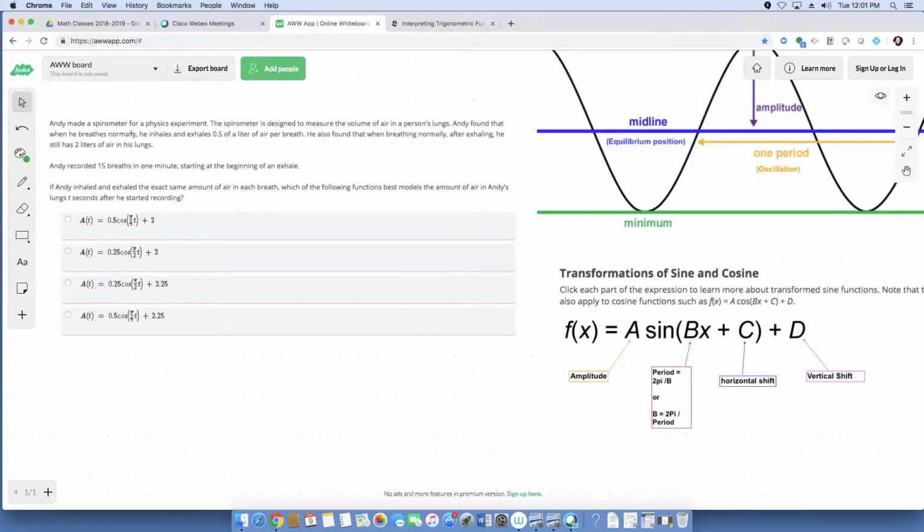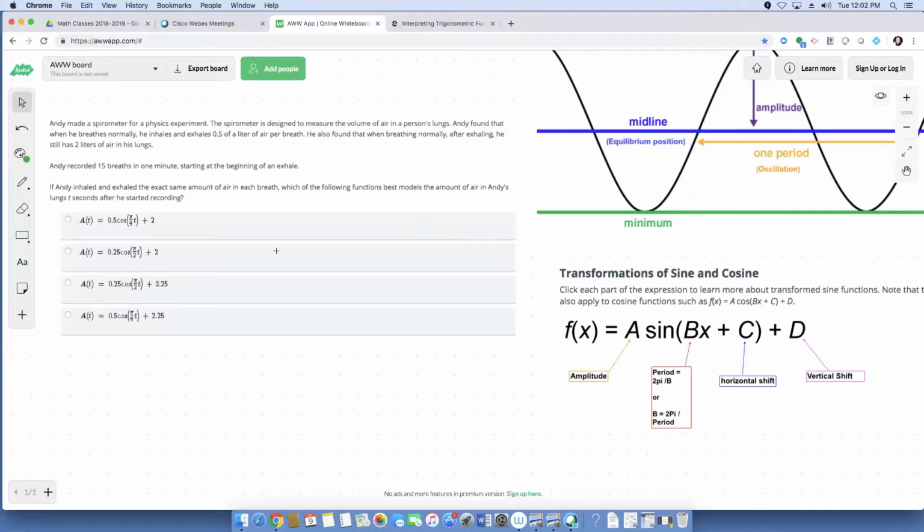Andy made a spirometer for a physics experiment. The spirometer is designed to measure the volume of the air in a person's lungs. Andy found out when he breathes normally, he inhales and exhales 0.5 of a liter of air per breath. He also found that when breathing normally after exhaling, he still has 2 liters of air in his lungs. Andy recorded 15 breaths in 1 minute, starting at the beginning of an exhale. If Andy inhaled and exhaled the exact same amount in each breath, which of the following functions best models the amount of air in Andy's lungs?